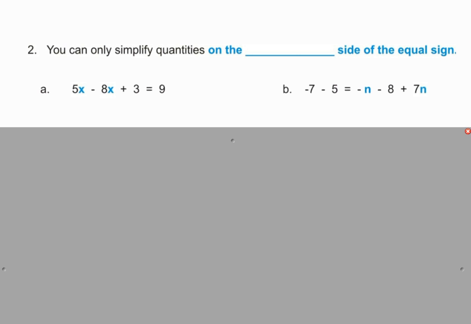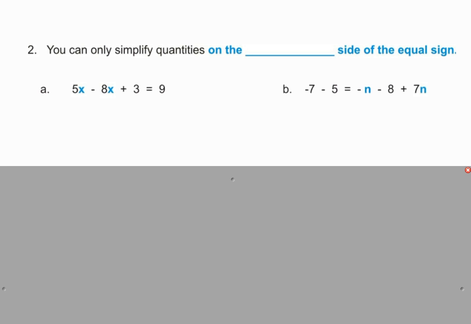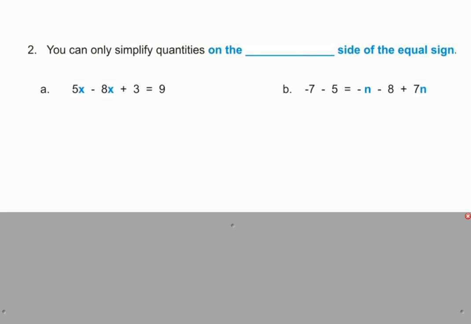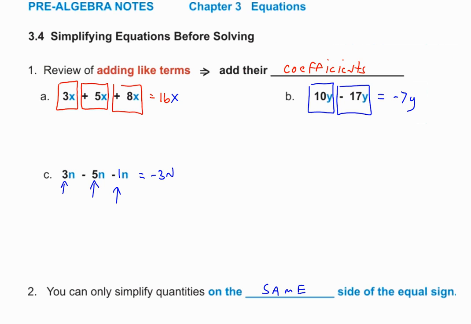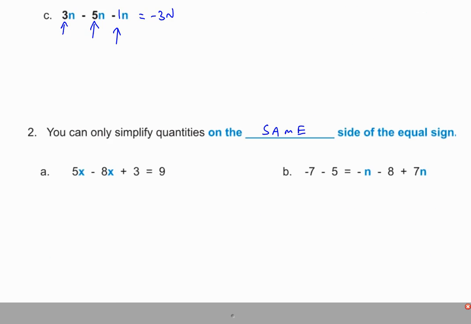Okay, so number 2. I found through my teaching that students were trying to simplify things on different sides of the equal sign. So this first one, number 2, says you can only simplify quantities on the same side of the equal sign. On the same side of the equal sign. Now don't write this next part in your notes. I just want to illustrate for you.